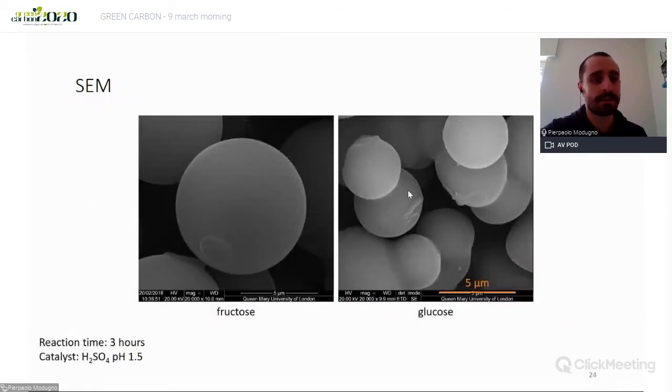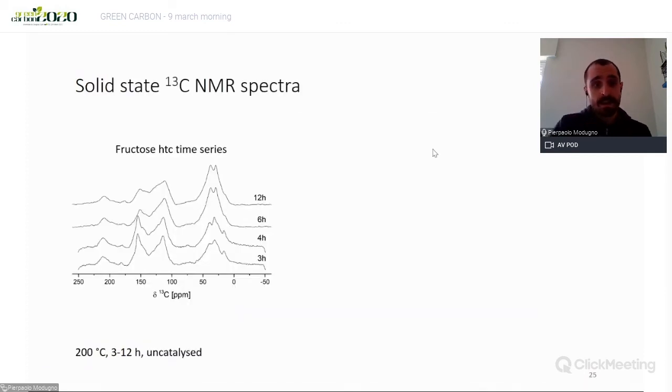As for the hydrothermal carbon obtained in acidic condition, we can say that the diameter is much larger. It is larger than 5 micrometers. So the acidic condition affects the size of the particles. We studied the chemical structure of these materials through NMR, through solid-state carbon NMR.